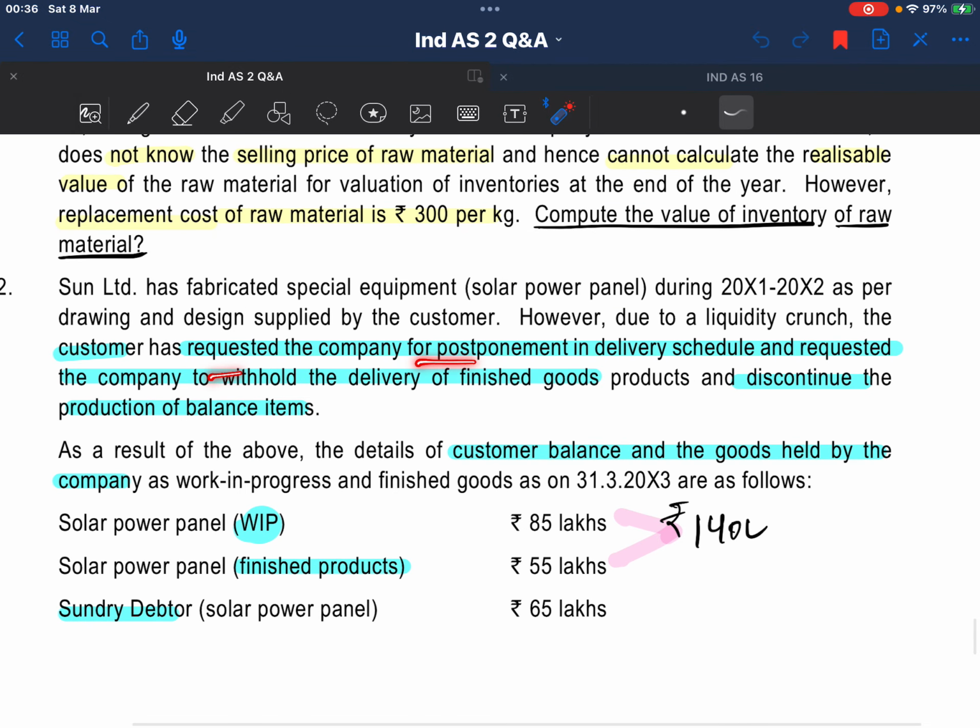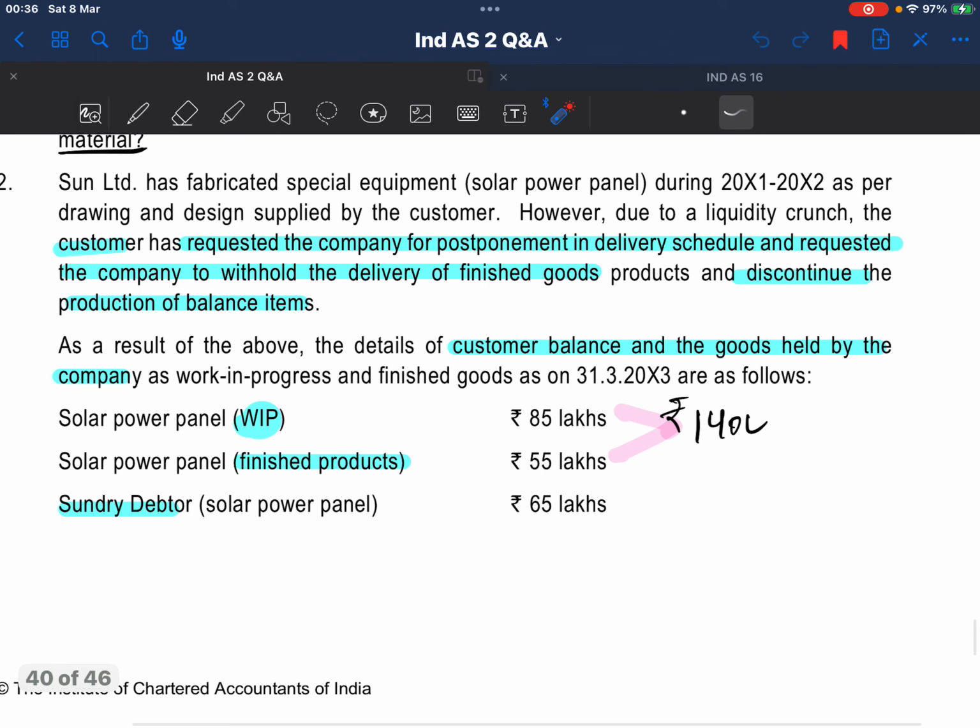Question 2. Customer has requested the company for postponement in delivery schedule and requested the company to withhold the delivery of finished goods. Discontinued production of balance items. Customer balance and the goods held by the company.